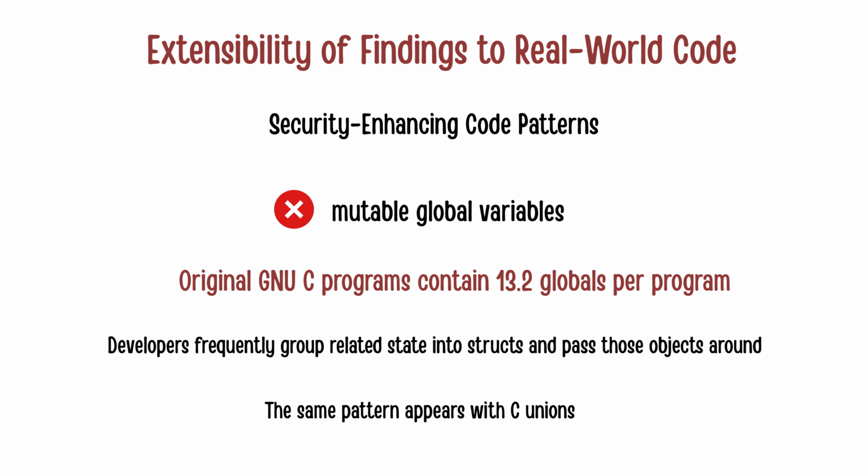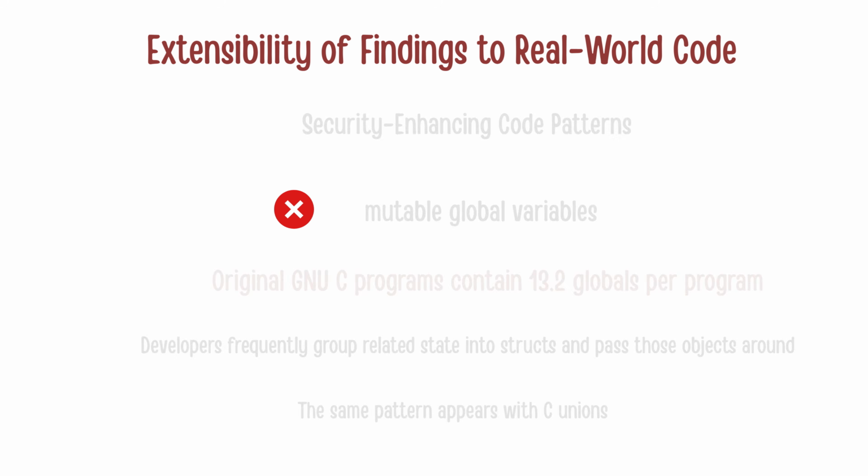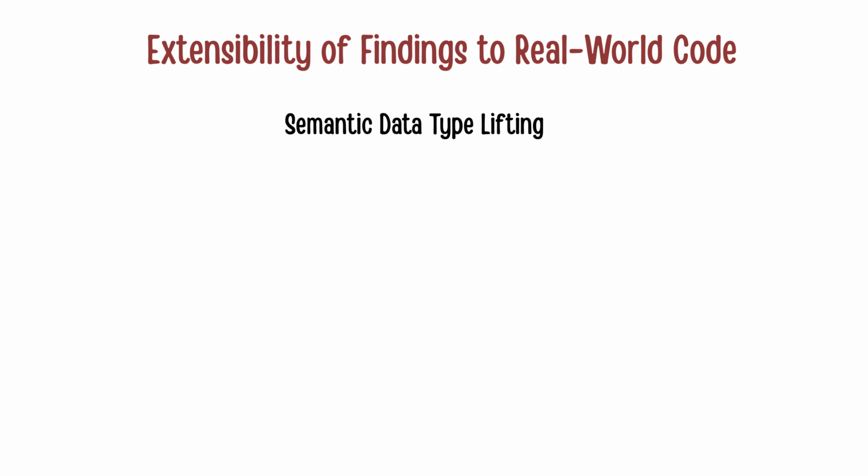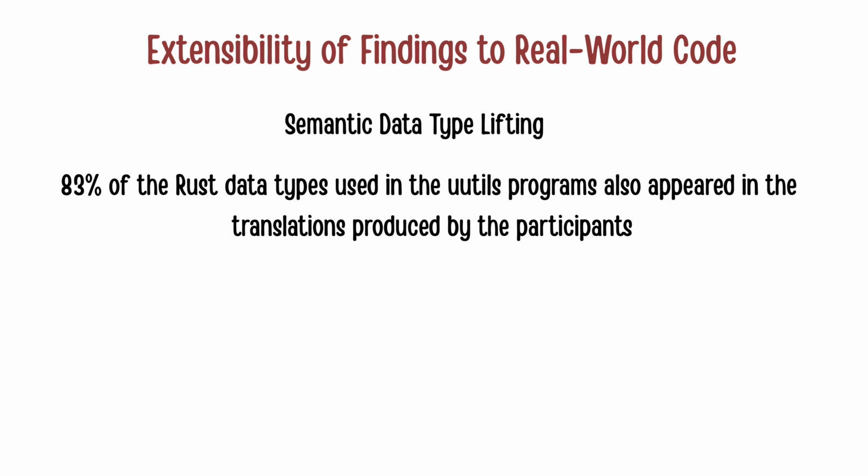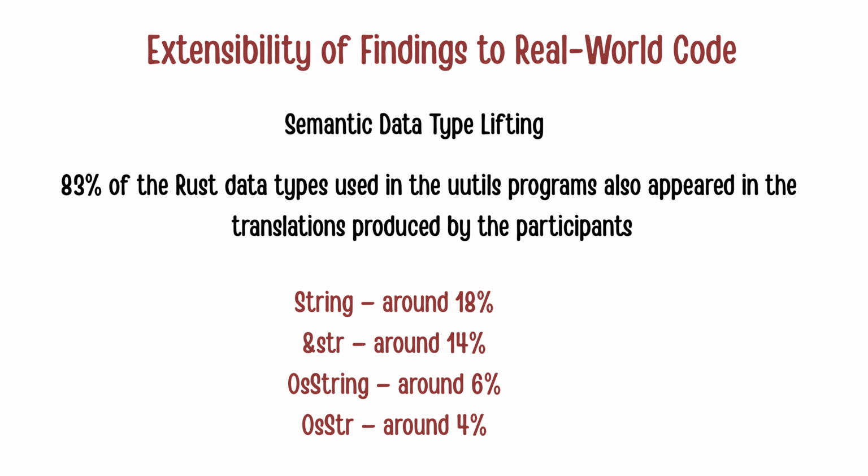The same pattern appears with C unions. Remember the idea of semantic data type lifting? The authors found very similar behavior in uutils. In fact, 83% of the Rust data types used in the uutils programs also appeared in the translations produced by the participants. The most common types in uutils include.